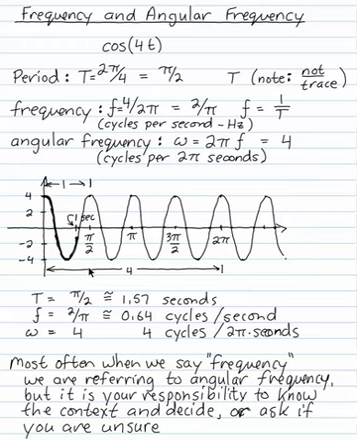The period is 1.5 seconds. That's pi over 2. You see one period completed in pi over 2 seconds. And the frequency in cycles per second is 0.64. 0.64 cycles per second. That means that we've completed about 0.64 of this full wave after 1 second goes by.